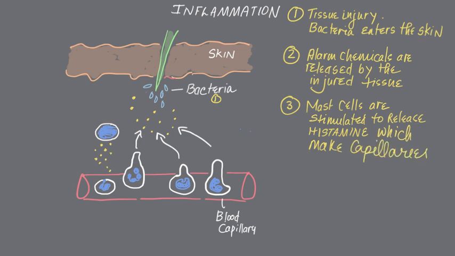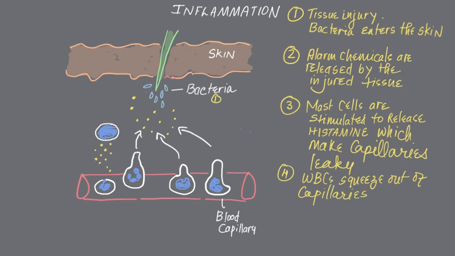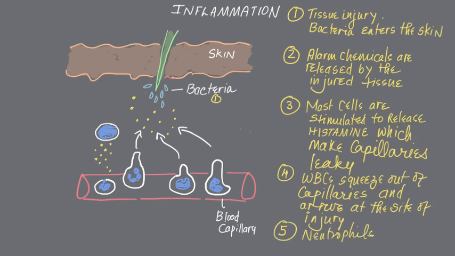Once the capillaries are made leaky, the white blood cells can now squeeze out of them. That's step 4. The neutrophils and the macrophages are attracted to the site of injury, and so they move to that area and then they squeeze out of the capillaries and arrive at the site of injury. Step 5 is that the neutrophils and macrophages kill the bacteria via phagocytosis.